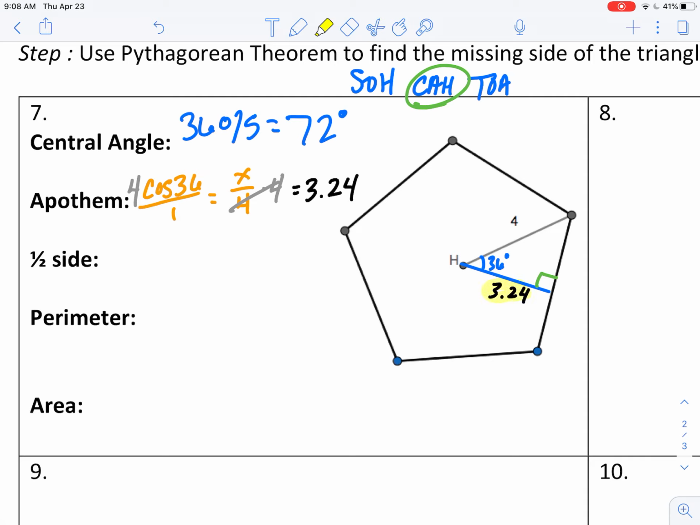Okay, so x is now 3.24, and we've got to find this side right here. So I can take my Pythagorean theorem and say 3.24 squared plus the side squared equals 4 squared. Let me do that in pink. 3.24 squared plus side squared equals 4 squared. And if you type that into a calculator, don't forget to square root at the very end. This is 2.35.